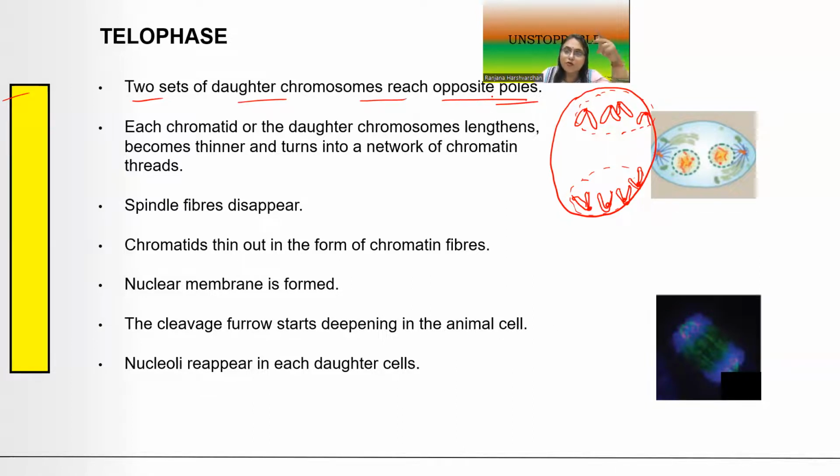The chromosomes which were in a completely super coiled stage have now started to uncoil, and chromosomes are beginning to lose their identity. So we will say that chromosomes are beginning to lose their identity. The chromosomes are beginning to lose their identity. Let us read the point. Each chromatid or the daughter chromosome lengthens, it becomes thinner.